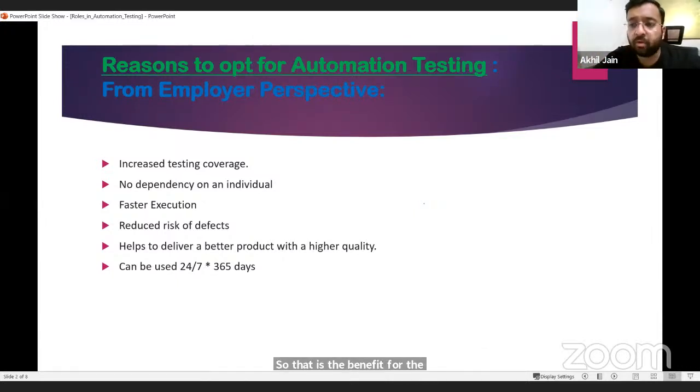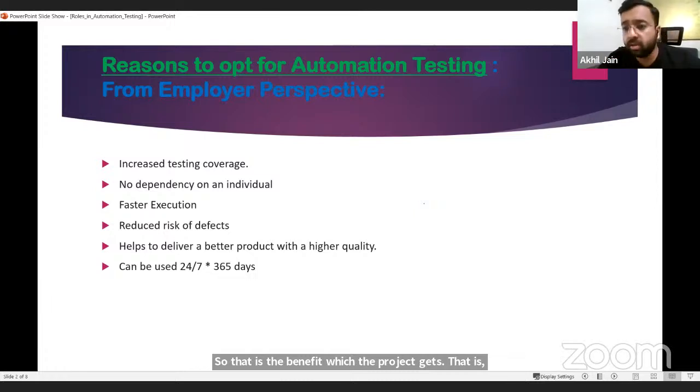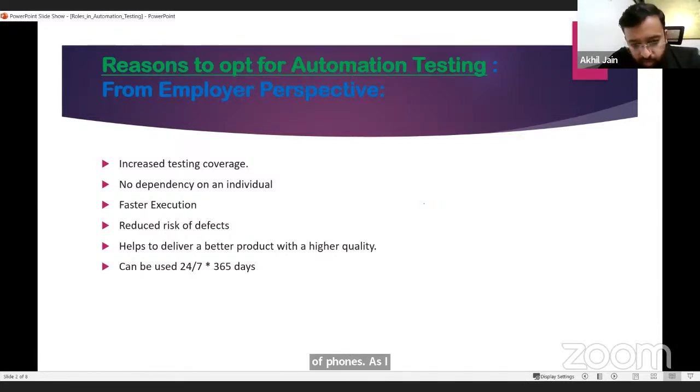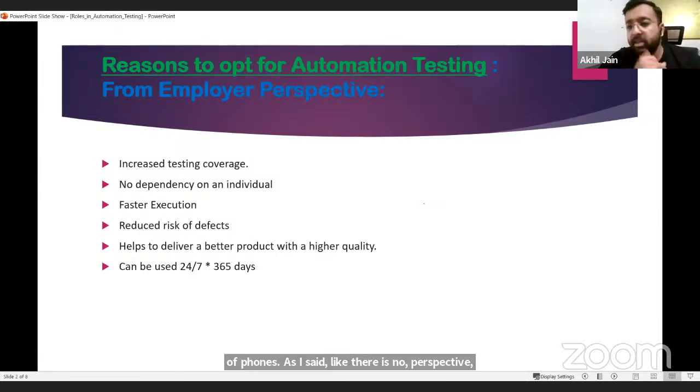That is why people look out for people who can fit in these kind of roles. As I said, from the project perspective, there is no dependency on an individual for running the test case. If it is automated, it can be run by the system, and there is no dependency on anyone to look in and to trigger the test case. So the risk is getting reduced from the project perspective. Third, the faster execution.